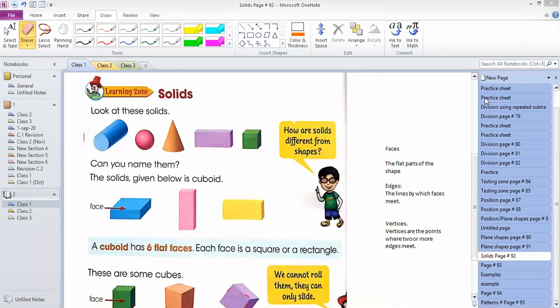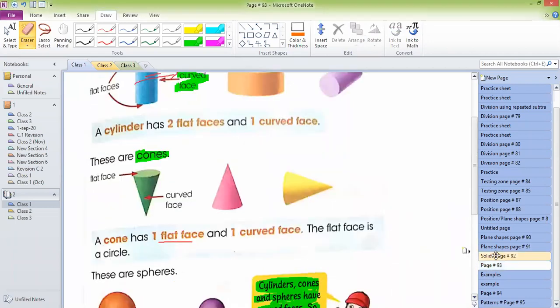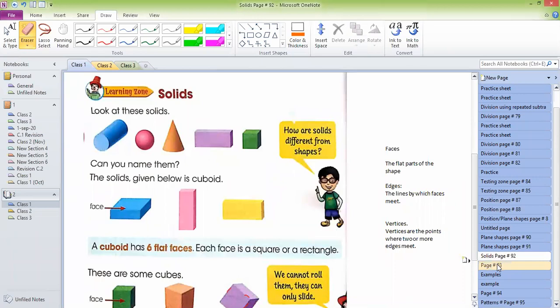He said that cylinder has two circle faces and one curved face, and also sphere has one curved face. Exactly, he's right. Okay, you're telling me the properties of some of the faces, cylinder and cone.